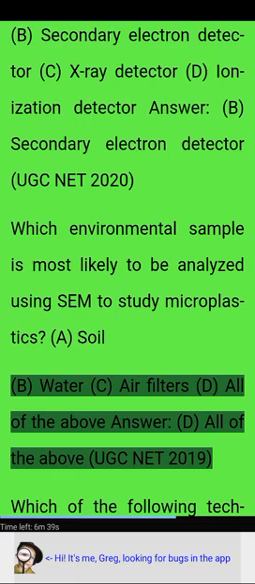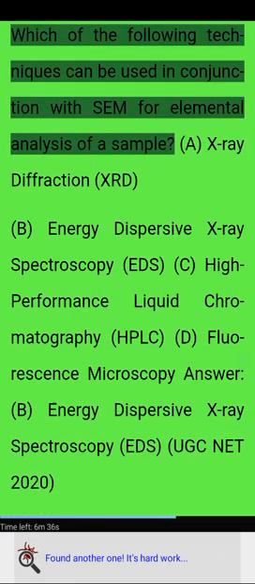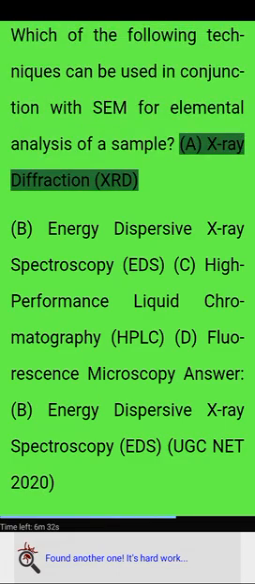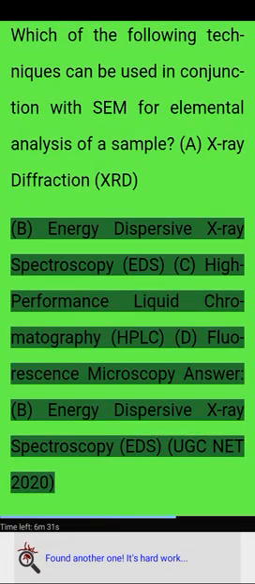UGC NET 2019. Which of the following techniques can be used in conjunction with SEM for elemental analysis of a sample? A. X-ray diffraction, XRD. B. Energy dispersive X-ray spectroscopy, EDS. C. High performance liquid chromatography, HPLC. D. Fluorescence microscopy. Answer. B. Energy dispersive X-ray spectroscopy, EDS.